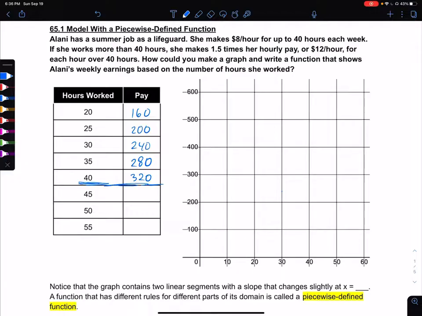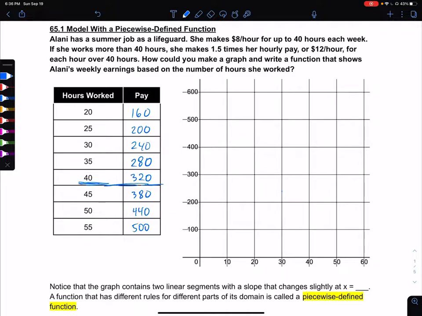But the idea with this video and this example is we're just trying to understand what a piecewise function is. So don't worry too much right now about how these numbers are being calculated. Again, you can figure it out by hand, you can use a calculator, whatever it is, but we're worried more about piecewise defined functions.